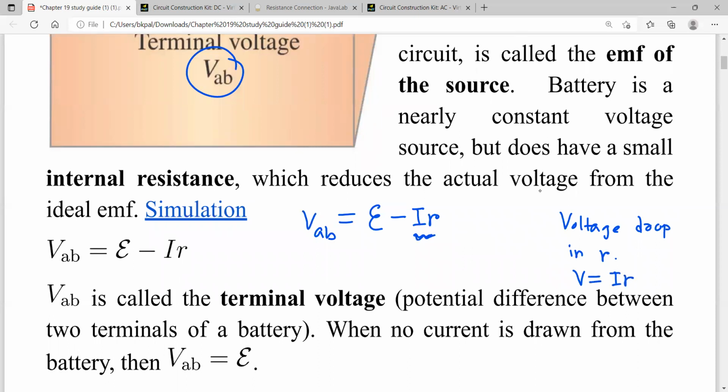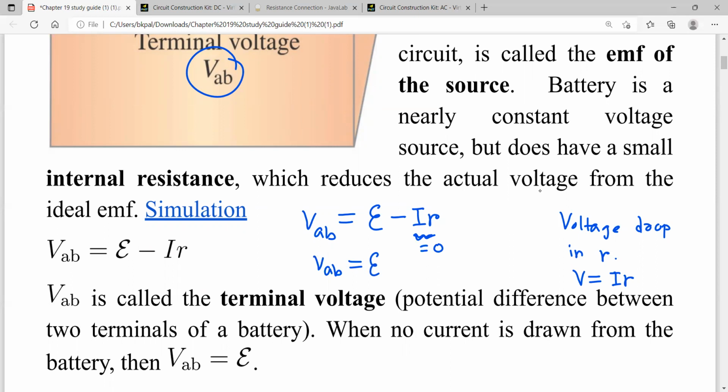That's why you see that. Okay, now if the battery is not connected to any circuit, then you know there will be no current. So no current means this term is equal to 0, and at that time the terminal voltage, meaning the potential difference between the two terminals, is equal to the EMF.